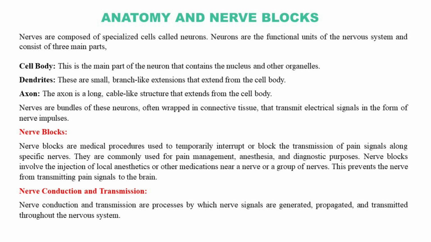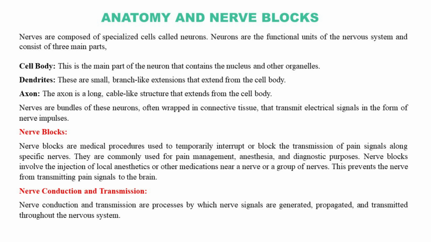3. Axon. The axon is a long, cable-like structure that extends from the cell body. It carries signals away from the cell body and toward other neurons, muscles, or glands. Axons are covered by a protective layer called the myelin sheath, which helps speed up the transmission of nerve impulses. Nerves are bundles of these neurons, often wrapped in connective tissue, that transmit electrical signals in the form of nerve impulses. Nerve blocks. Nerve blocks are medical procedures used to temporarily interrupt or block the transmission of pain signals along specific nerves.